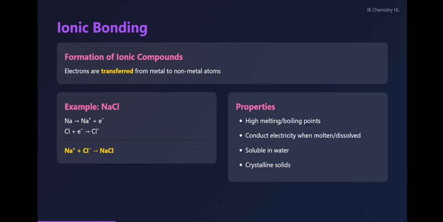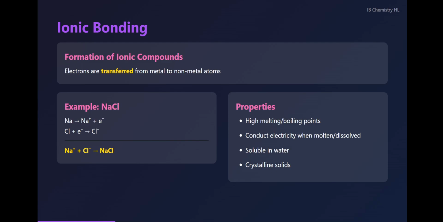Ionic bonding occurs when electrons are transferred from metal to non-metal atoms, forming oppositely charged ions held together by electrostatic forces. The resulting ionic compounds have high melting and boiling points due to the strong attractions between ions. They conduct electricity when molten or dissolved in water, but not when solid. Ionic compounds are typically soluble in water, but not in organic solvents. Examples include sodium chloride, magnesium oxide, and calcium fluoride.